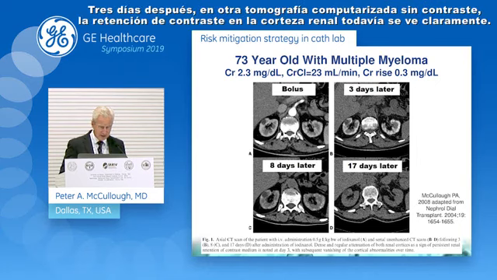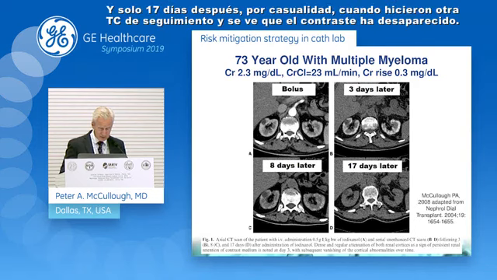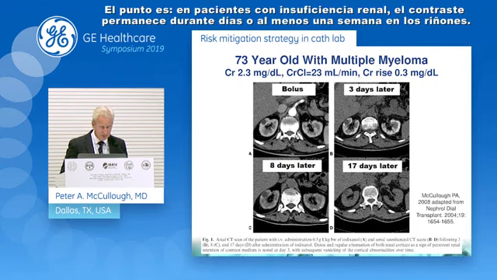But 3 days later, for a non-contrast study, you see really pretty clear retention of contrast in the renal cortex. 8 days later, there's still some there. And it's not until about 17 days later, by chance, they had this follow-up scan where the contrast is gone. But the point is, contrast in patients with impaired kidney function, I think that is there for days or at least a week in the kidneys.